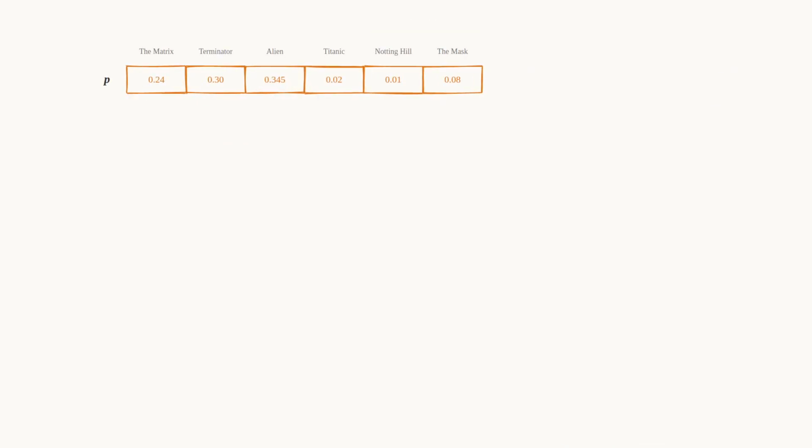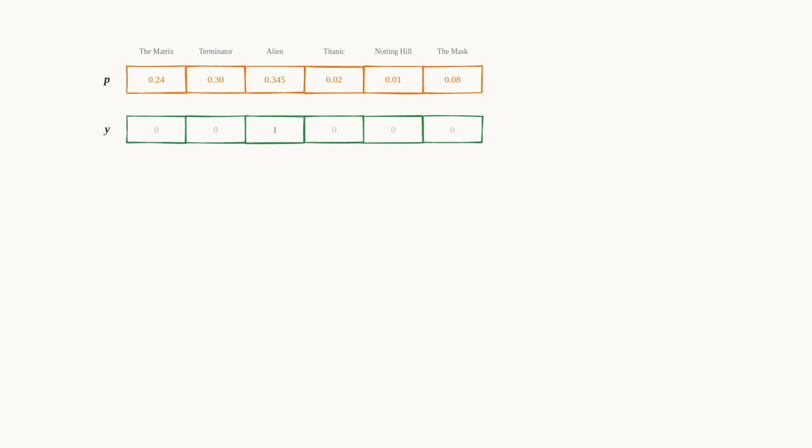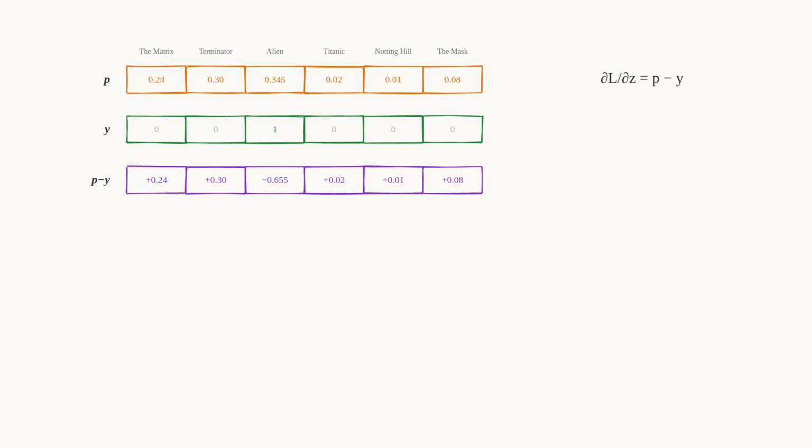The wave has reached the scores, and here's what the derivatives turn out to be. The derivative of the loss with respect to a film's score equals its chance minus 1, if the film is the correct one, and simply its chance if it is not. Compactly, this gets written with the correct answer vector y, a 1 at the correct film's position, zeros elsewhere. And then the derivative with respect to all the scores at once is p minus y. That's it. That's the formula.